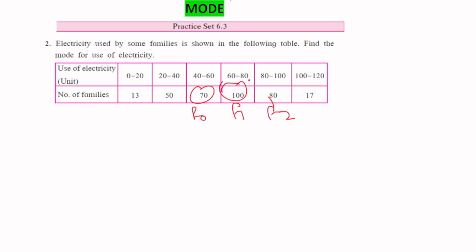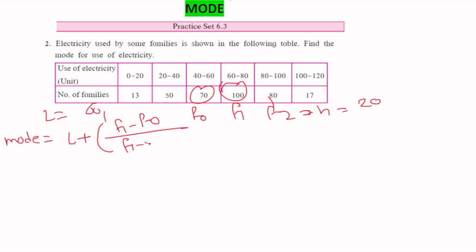What is the modular class? 60 to 80. So L becomes the lower limit of the modular class, that is 60, and h is equal to how much? Upper minus lower limit, so 20. Just substitute in the value of the formula for mode. So what is that? L plus, in bracket, f1 minus f0 in the numerator, and the denominator is the same thing, only you have to add 2 in both places, into h.